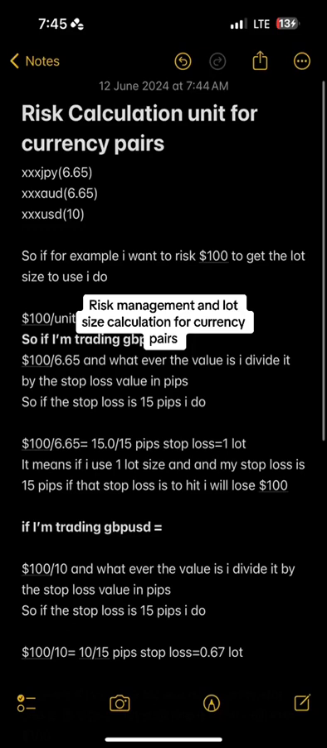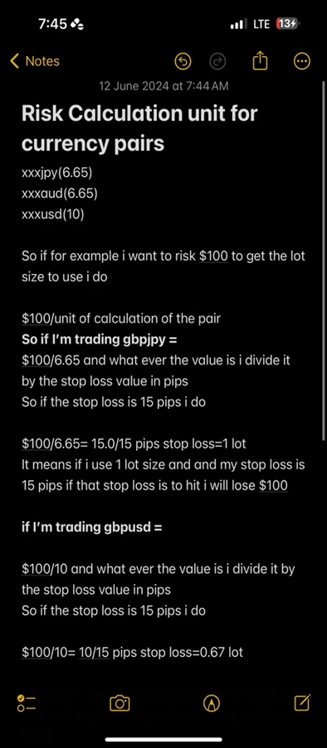Today, I want to give you a brief on the topic of risk calculation and lot size calculations. Now, most people enter trades without knowing the lot sizes to use for their risk and for their account size. Most people over leverage their accounts. Most people use lot sizes that are not applicable to the stop loss they are using.